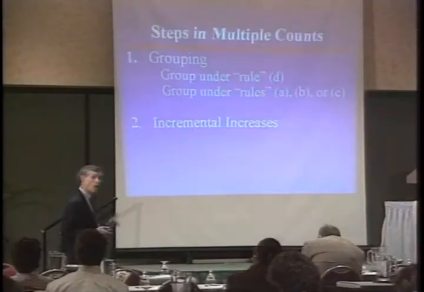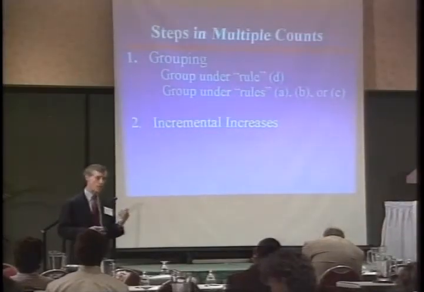If you commit 4 robberies, you've got 4 harms. You commit 4 rapes, you have 4 harms. The commission has not treated those as a composite harm. But now what do we do if we have more than 1 harm? How do we approach that?